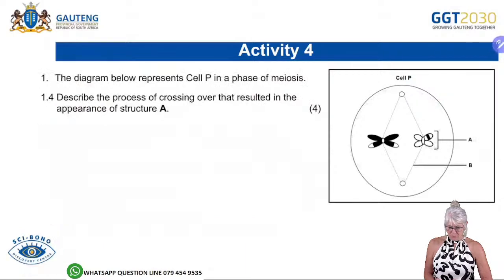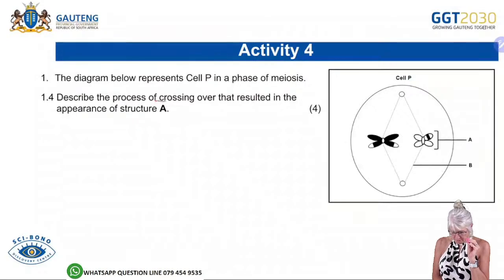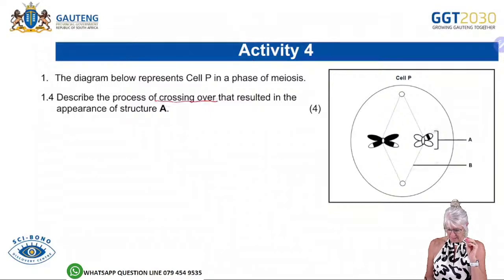Right, let's move on to the next question. The same diagram. So here they say describe the process. So now once again I need to describe, and examiners very often like to ask this question. Describe the process of crossing over. Okay, so that would result in the appearance of structure A.